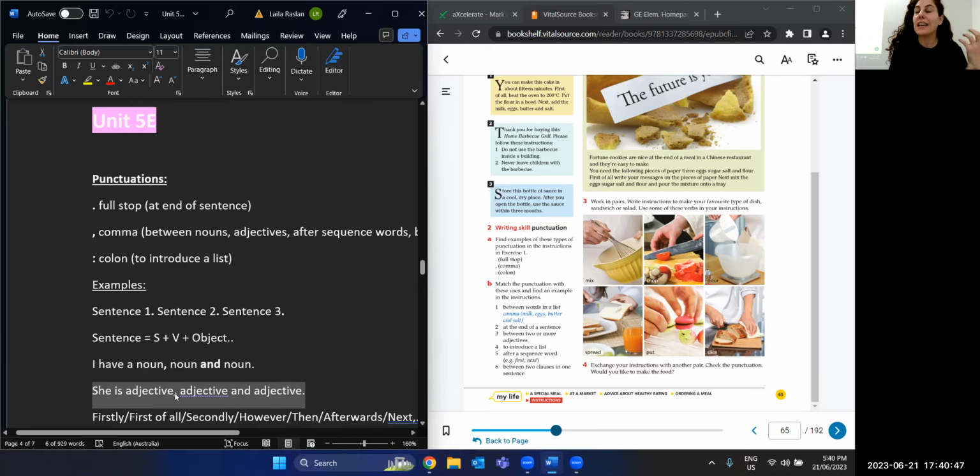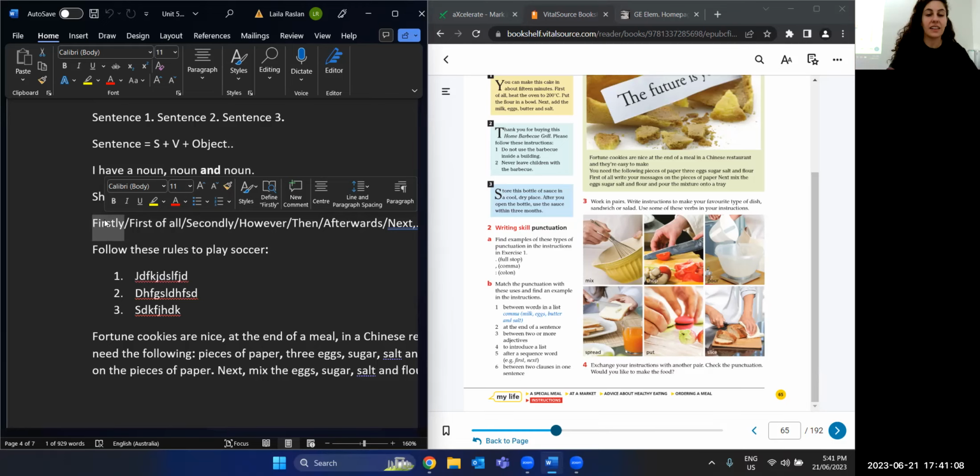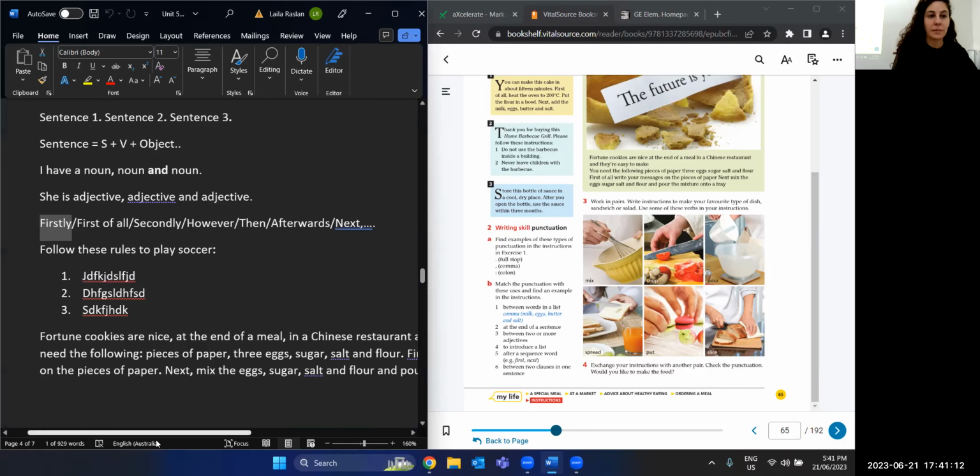We also use a comma when we have sequence words. What is a sequence word? A sequence word usually is at the beginning of a sentence, and it's words like firstly, comma, first of all, comma, secondly, comma, however, comma, then, comma, afterwards, comma, next, comma.